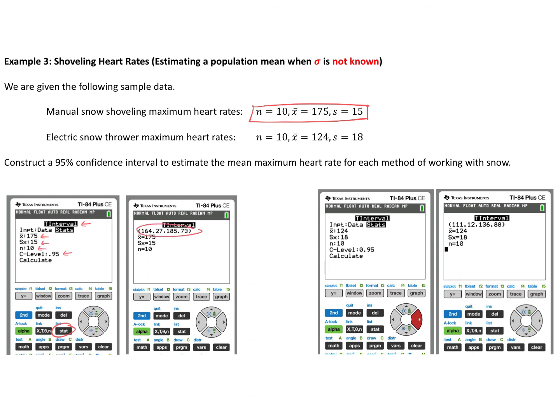And hopefully you'll see that it gives you a confidence interval that is very similar to the one that we got when we used the formula. Then I would just repeat the process for the electric snow throwing method. Again, this time we put in the sample data for the electric snow throwing method, same confidence level, and then hopefully you can see that when you press enter, it gives you a confidence interval similar to the one that you got when we used the formula. And that's how you would use your calculator.